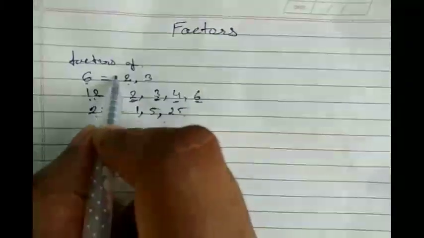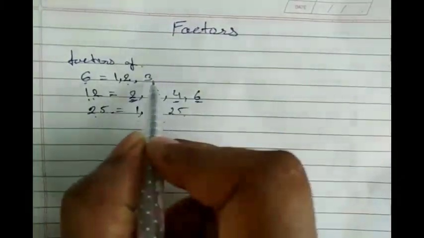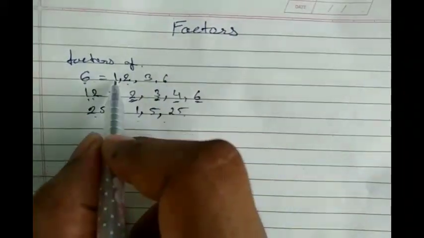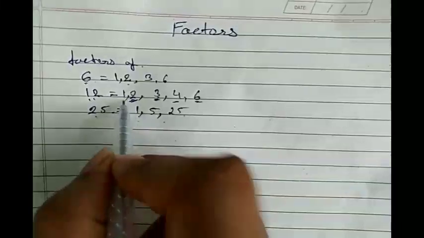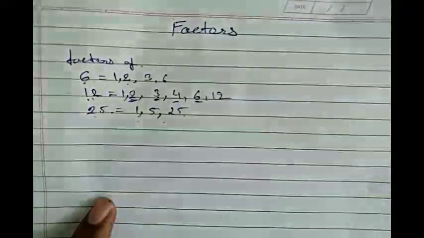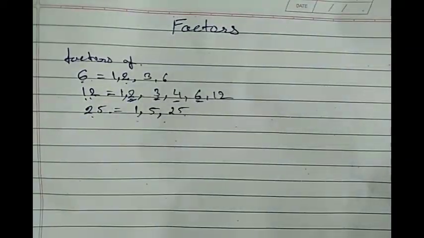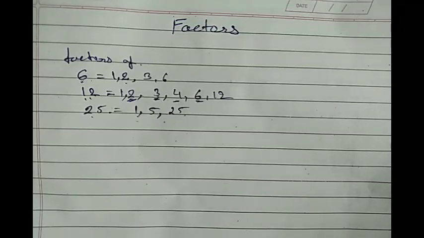Here 1 is a common factor, so when we add 1 here, the factors of 6 are 1, 2, 3, 6, and of 12 are 1, 2, 3, 4, 6 and 12. So 1 and the number itself are factors of any number.